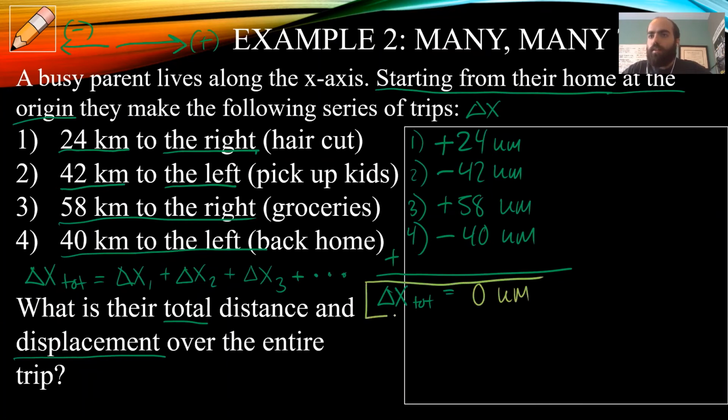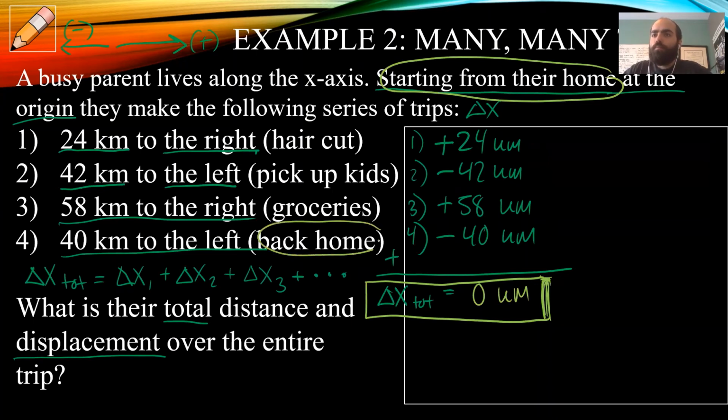And that is something interesting, right? That means that the displacement can not only be positive and negative, but the displacement can also be 0, depending on the problem. And in this case, because we started at home and we ended at home, the reason that the total displacement was 0 is because our starting point was the exact same as our ending point.